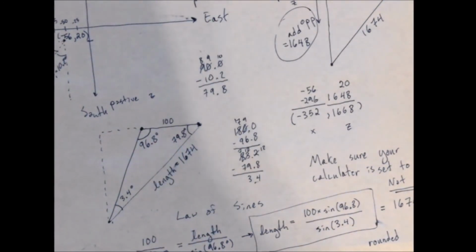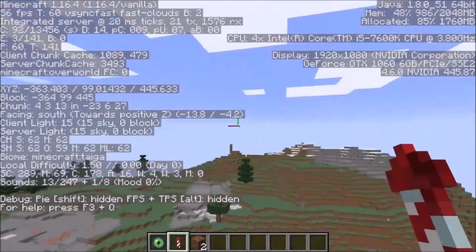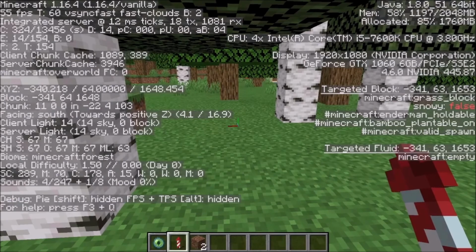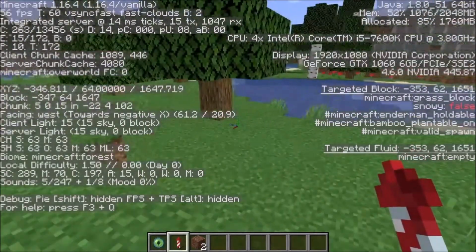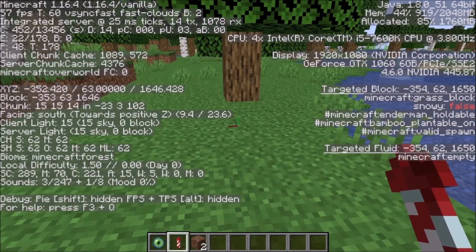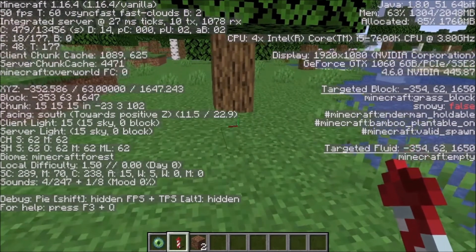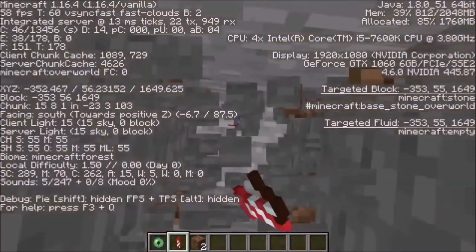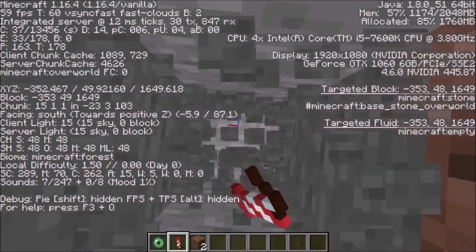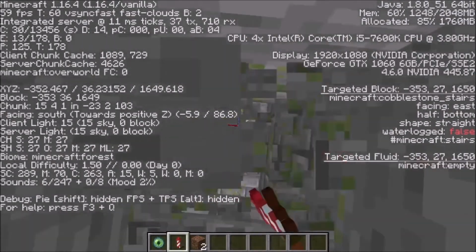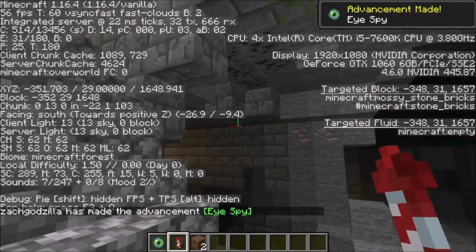I'm going to go to that x and that z coordinate now in Minecraft. Alright, negative 352, 1,668-ish, around here. Doesn't really matter, I'm just going to start digging down. And if we did the math right, hey, here we go. We are at the end portal.